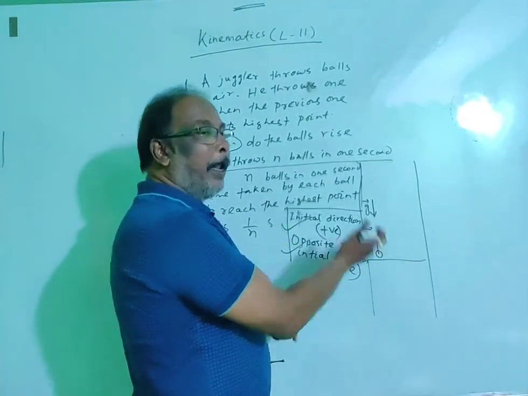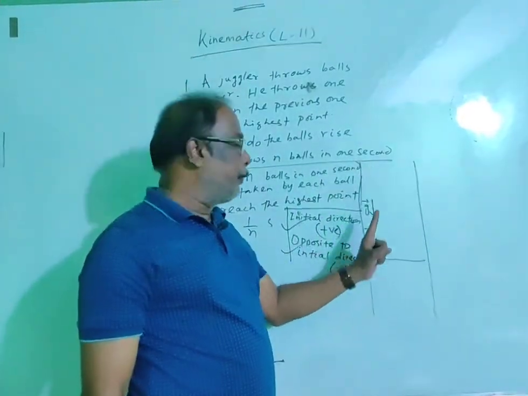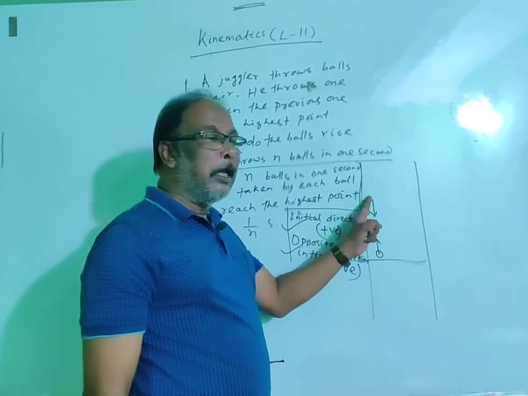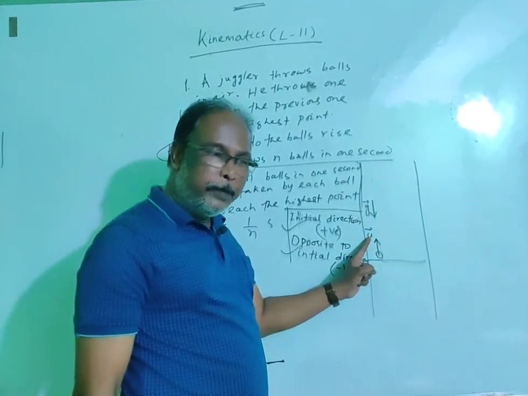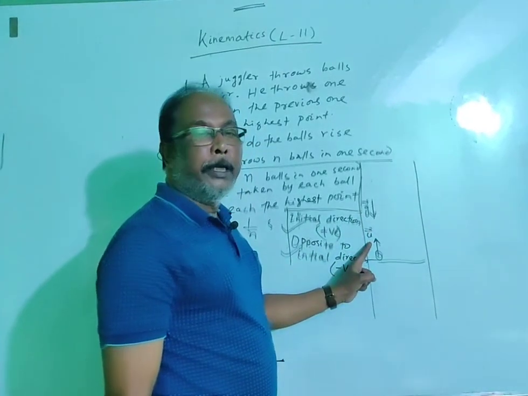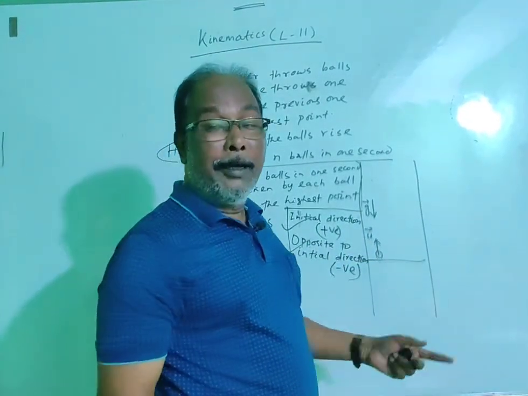Suppose a body, a ball, is thrown in the upward direction with initial velocity u, and acceleration due to gravity opposes its motion, so that the velocity goes on decreasing. So what is the nature of motion?